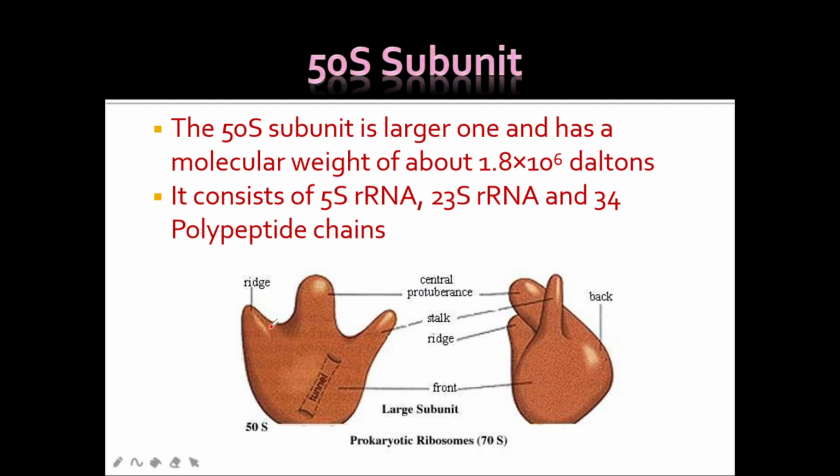This is the ridge, this is the central protuberance, this is the stalk, somewhat elongated as compared to the ridge. The ridge is somewhat blunt, but the stalk is a pointed and elongated structure. This is the central protuberance, this is the frontal portion, and it is the larger subunit, that is 50S. This is the back portion of the ribosome. So, the prokaryotic ribosome 70S unit is here.